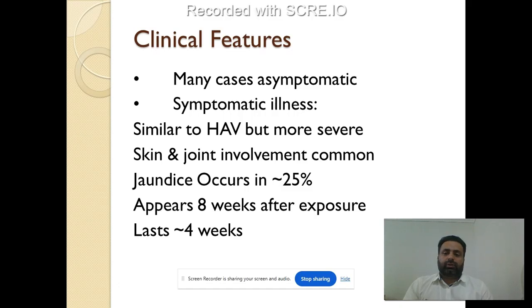So, the clinical features when a patient is suffering from hepatitis B. What happens in the initial stage? Most of the patients come asymptomatic, so many cases are asymptomatic. What are the symptomatic illnesses? Similar to hepatitis A virus, but more severe, with skin and joint involvement. Jaundice occurs in 25% of the cases. Jaundice appears 8 weeks after exposure and lasts up to 4 weeks.